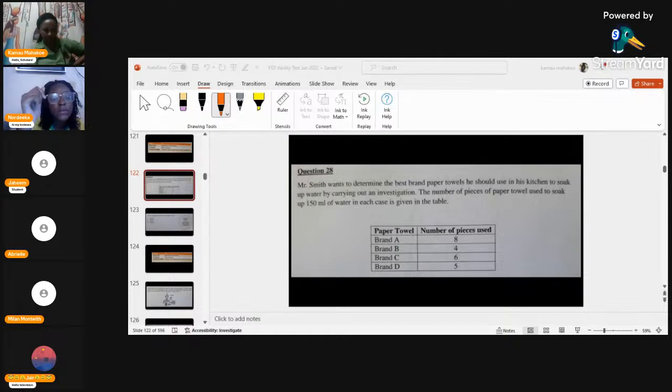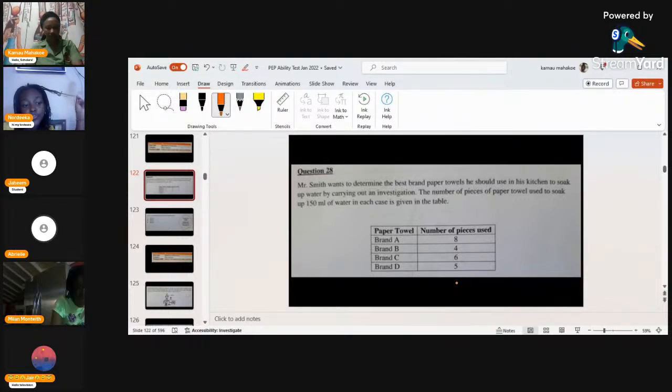Mr. Smith wants to determine the best brand of paper towels he should use in his kitchen to soak up water by carrying out an investigation. The number of pieces of paper towel used to soak up 150 milliliters of water in each case is given in the table. Paper towel. Brand A, the number of pieces used is 8. Brand B, the number of pieces used is 4. Brand C is 6 and brand D is 5.